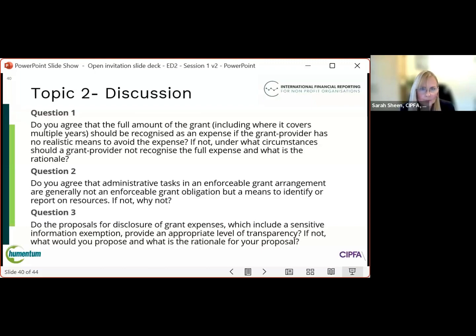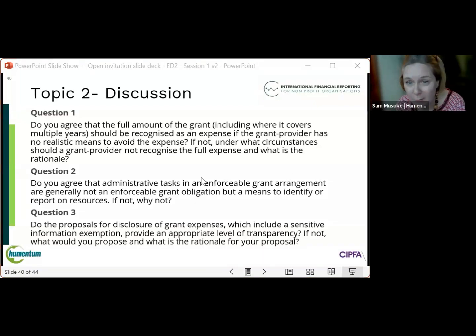So again, we're going to break out into rooms again. Again, there are 3 questions. So if room 1 could start with question 1, etc. And when you feel that you've given that some due consideration, you can move on.